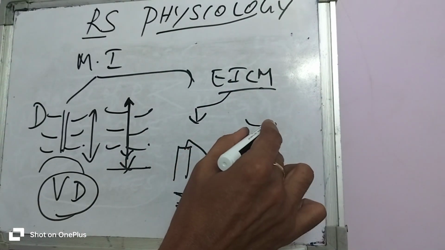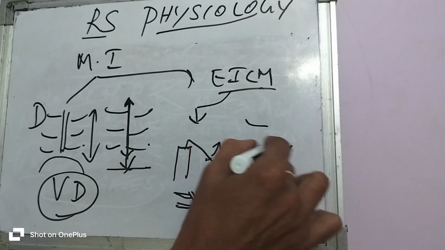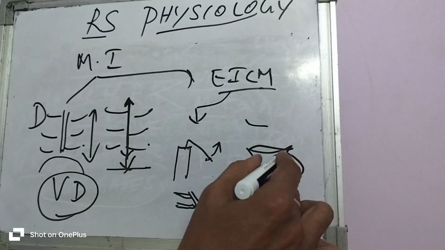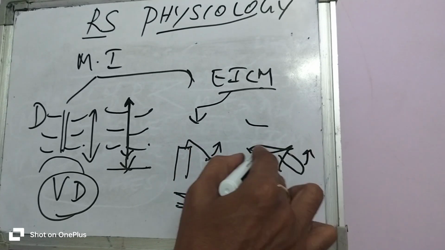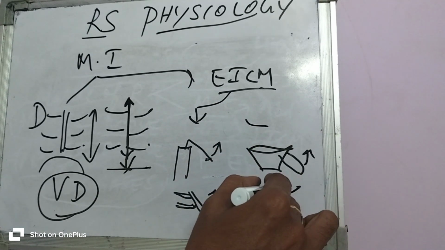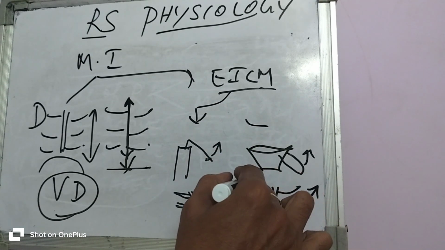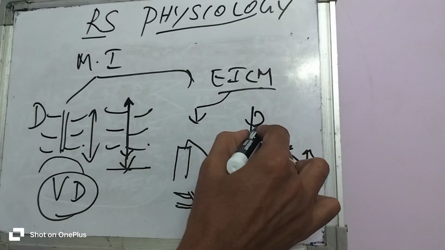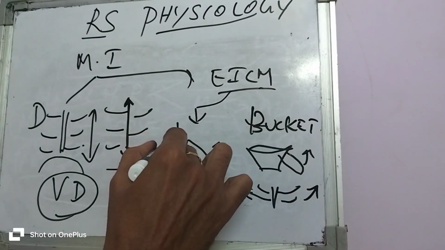And we have the bucket handle movement. You can see the bucket handle will be like this, and if this is taken as a rib, the rib is moving in this direction, on both sides. So this is the movement of the ribs on both sides. This is called bucket handle movement, and this one is the pump handle movement.